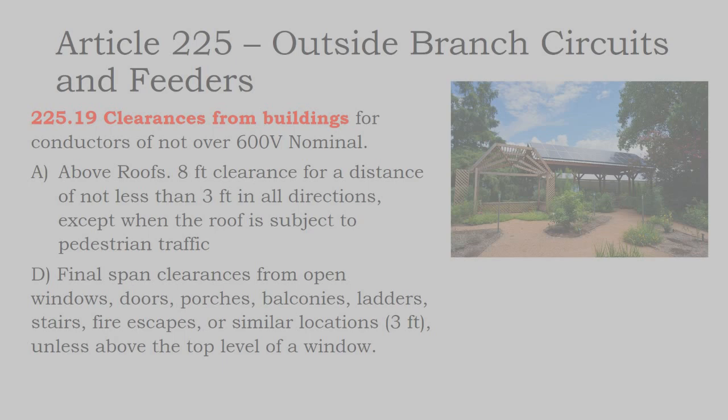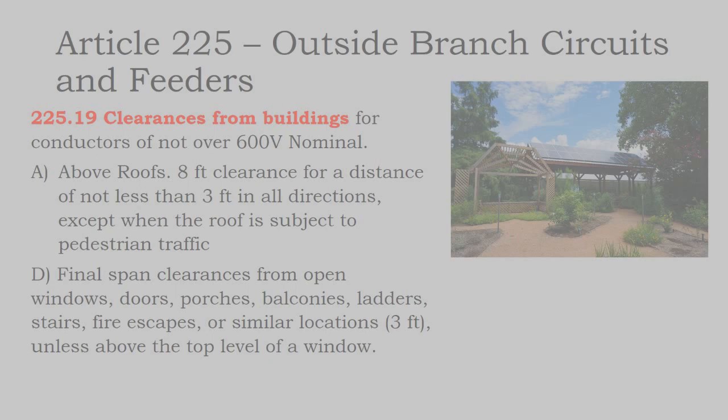Clearances from buildings for conductors not over 600 volts, above rooftops: 8 feet above the roof, or not less than 3 feet away from the roof in all directions, except when the roof is subject to pedestrian traffic. So if there's a rooftop deck, if you have an overhead power line going across your rooftop deck, that may need to be 18 feet high instead of 8 feet high.